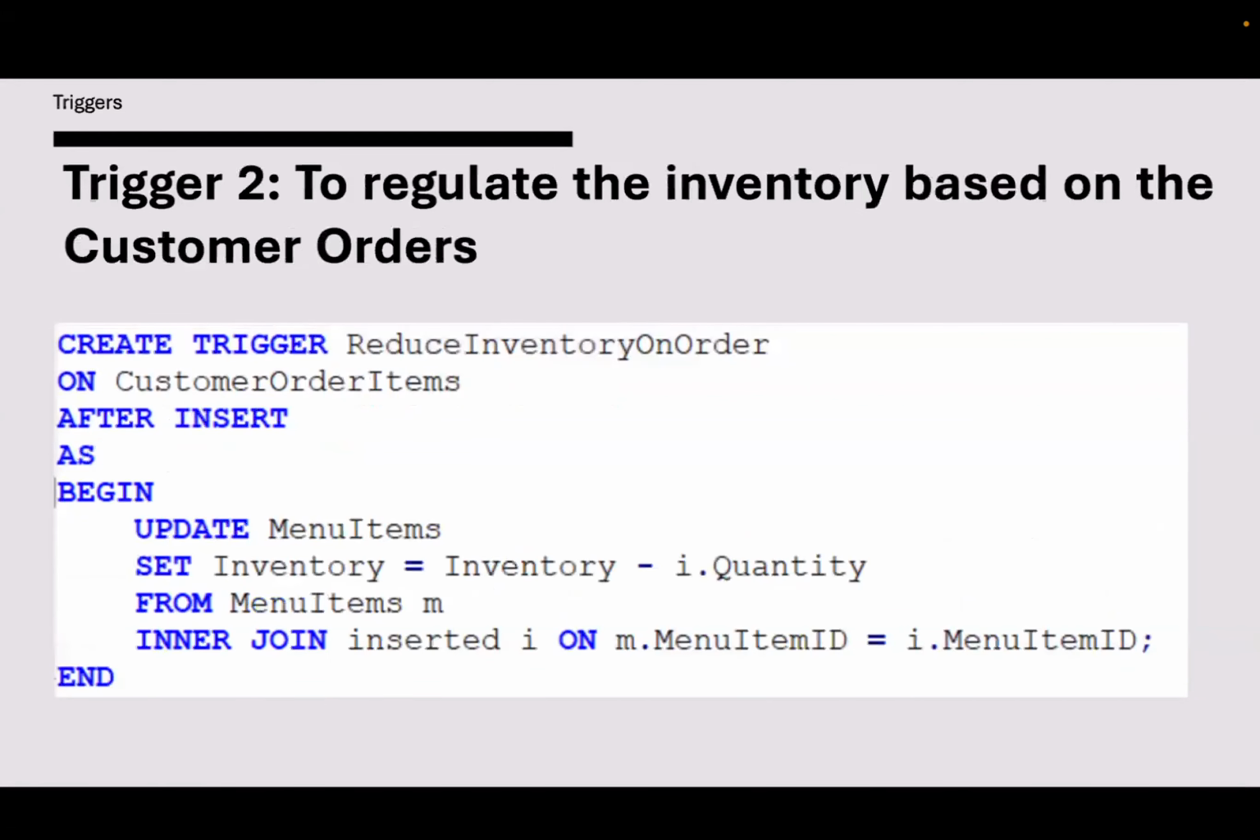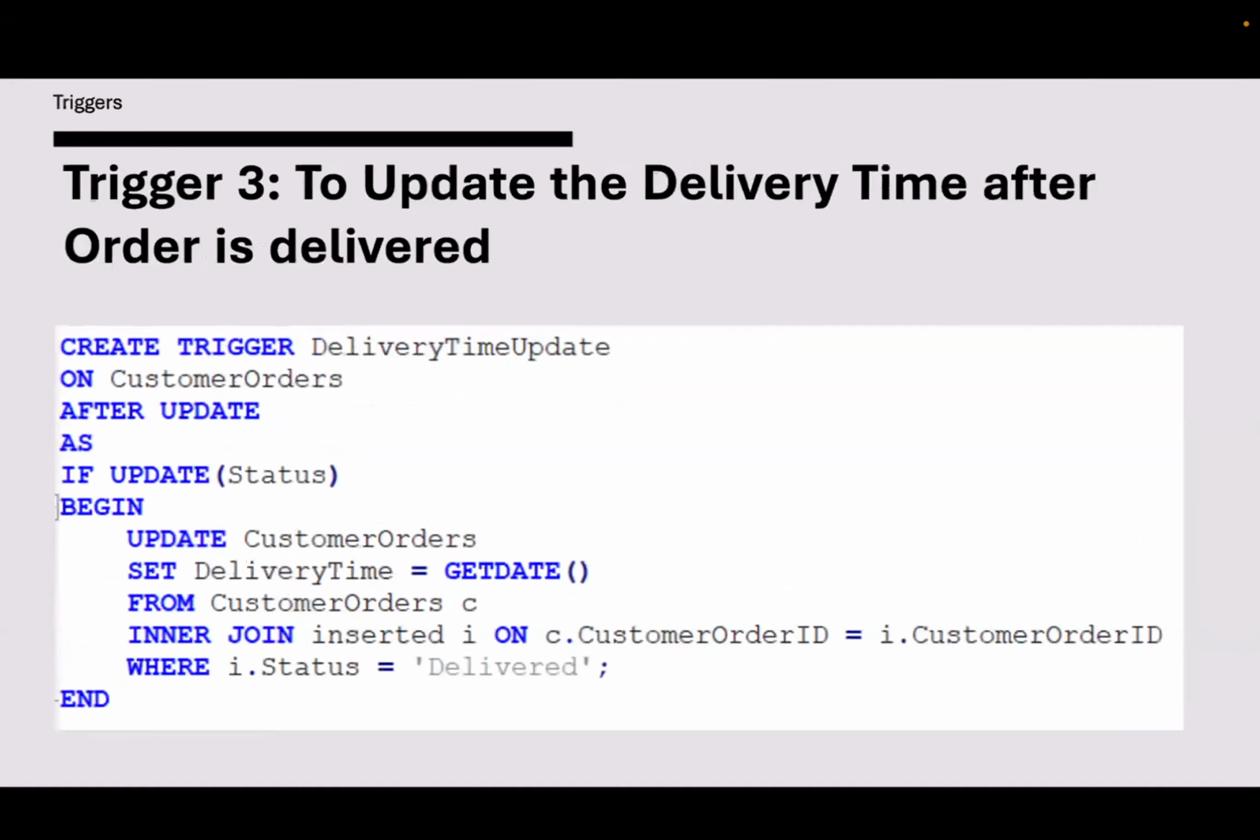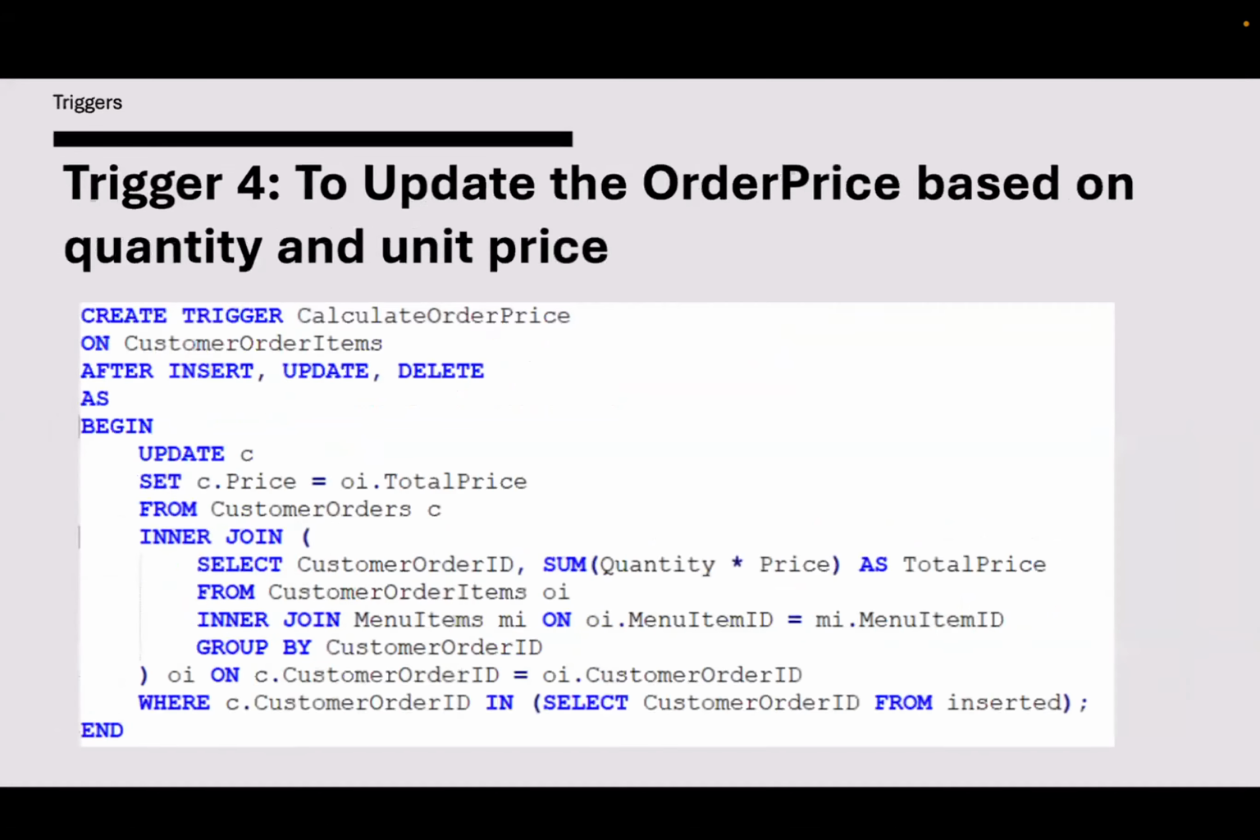Trigger 2 is an example of a data modification trigger, and this trigger reduces the inventory of the menu item when a new order is placed. So this helps us to ensure that the inventory levels are up to date and accurate. The third trigger provides a mechanism to automatically update the delivery time of a customer order record when its status is changed to delivered. The fourth trigger provides a mechanism to automatically calculate the total price of a customer order record based on the price and quantity of the menu items that were ordered. So we use the aggregate function sum to calculate the total price. Now Sanjay will take over and explain visualizations.